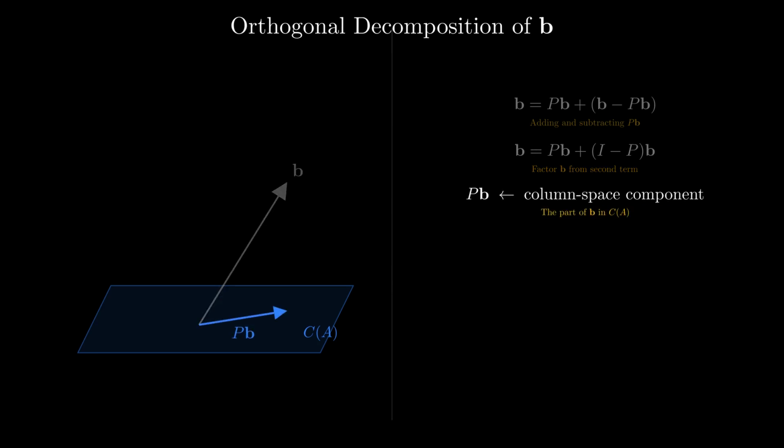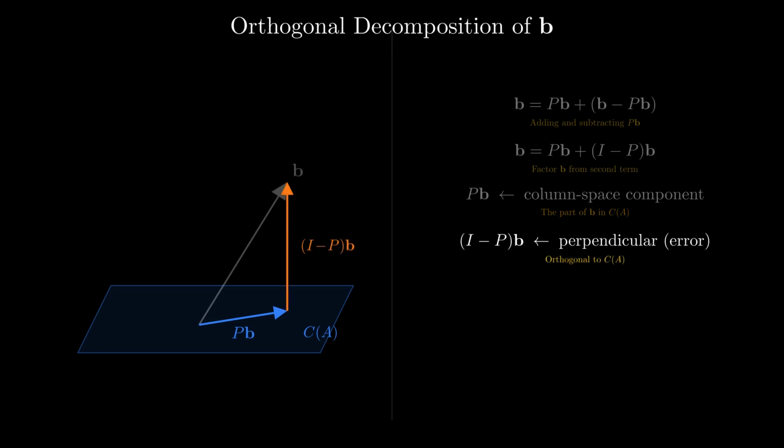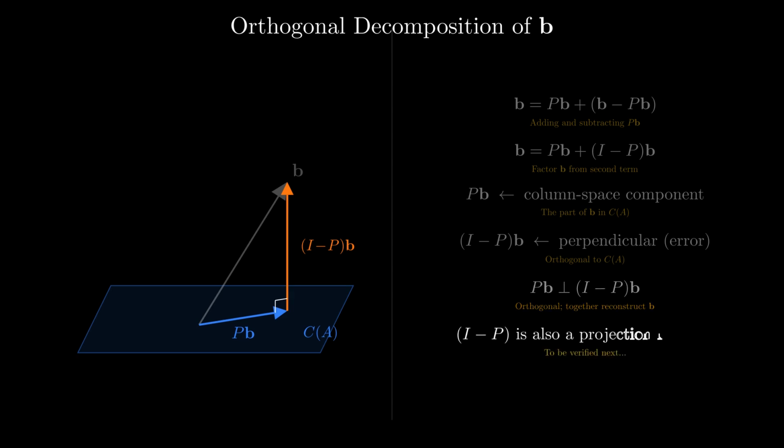Let's label these pieces. PB is the column space component. That's the part of B that lives in the column space of A. And I minus P times B is the perpendicular component. This is the error, the part of B that's orthogonal to the column space. These two pieces are orthogonal to each other, and together they reconstruct B completely. So what does P do? P keeps one piece and kills the other. It preserves the column space component and eliminates the perpendicular part.